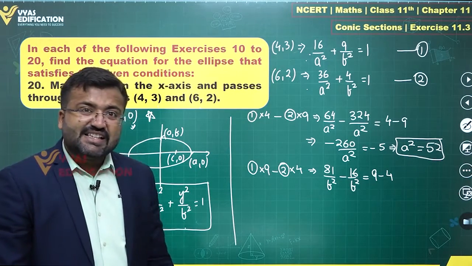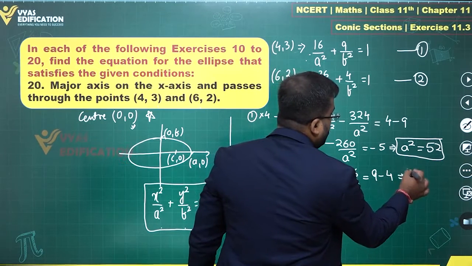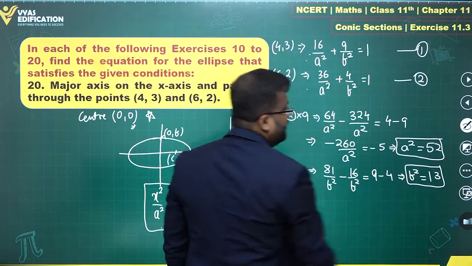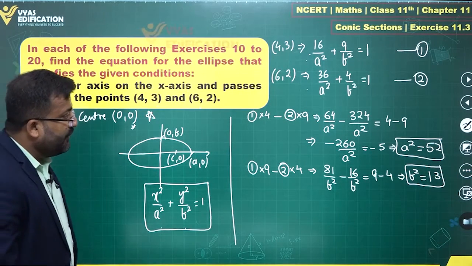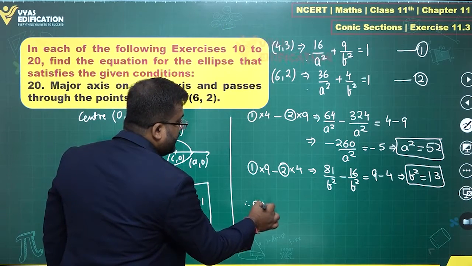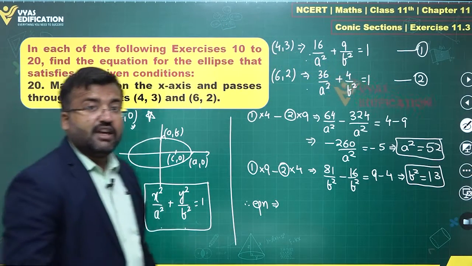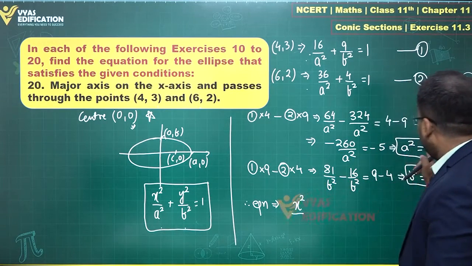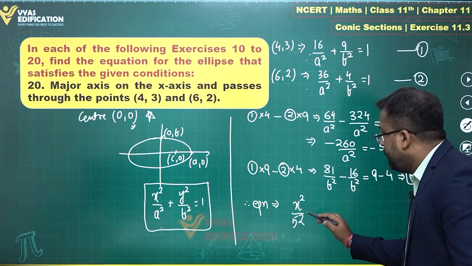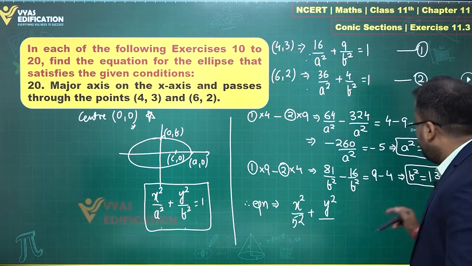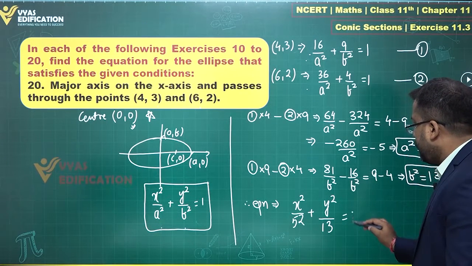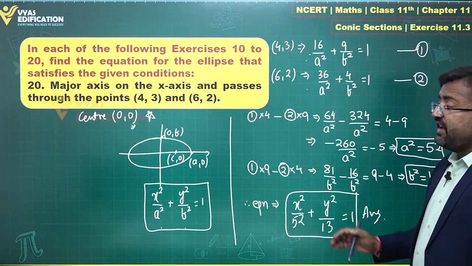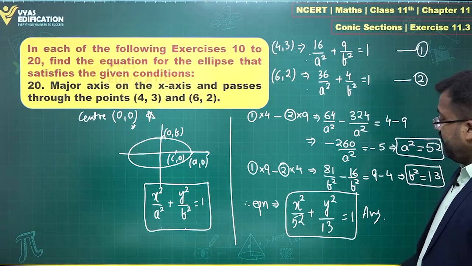And 81 minus 16 is 65. So b square will be equal to 65 upon 5, which is 13. Oh, we have found the value of b square as well. Yes. And once we have found a square and b square, therefore equation of the ellipse can be written with the help of this. Equation of the ellipse will be x square upon a square. A square is 52 plus y square upon b square, which is 13. This is equal to 1, and yes, this is the required equation of ellipse. That's the final answer for this 20th question, as you can see over here.